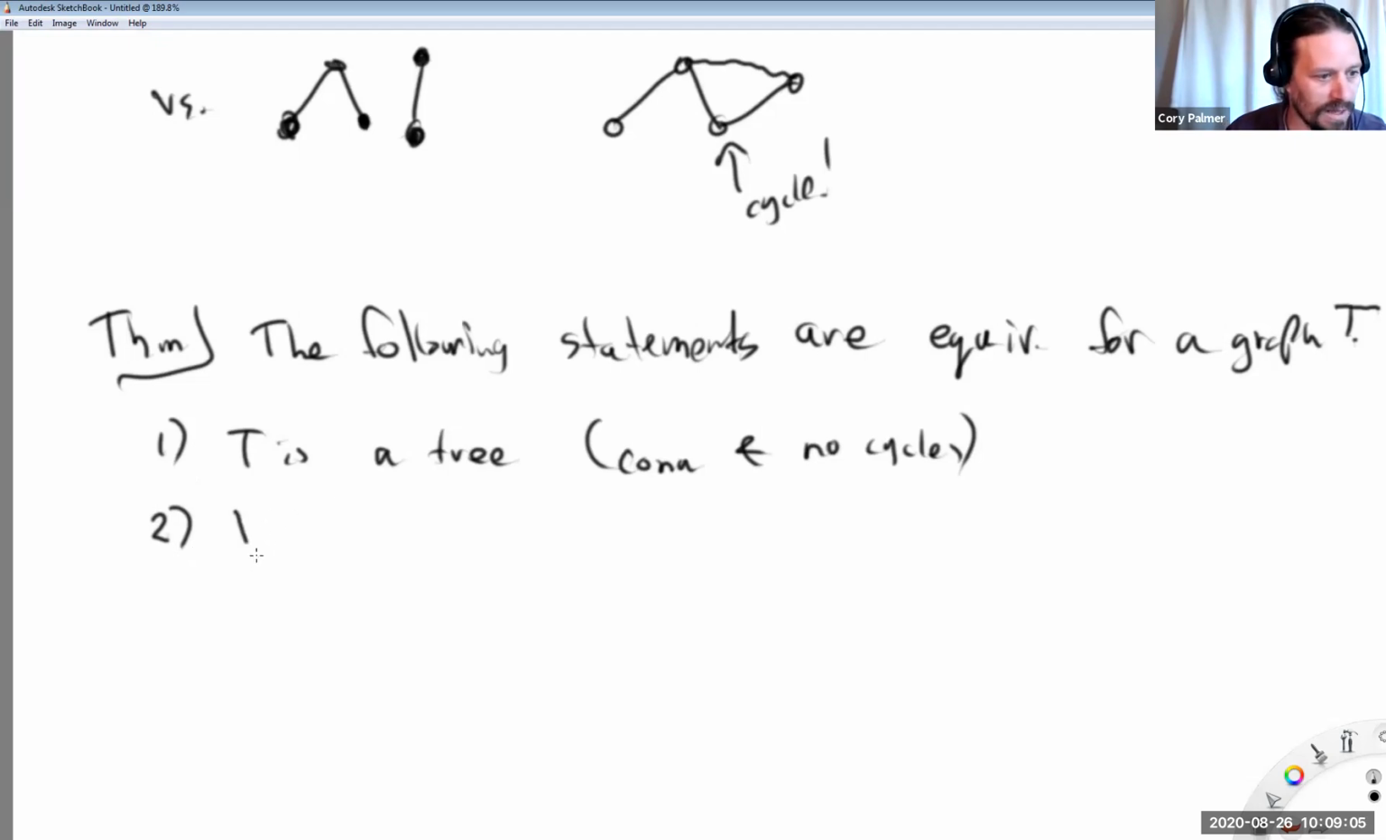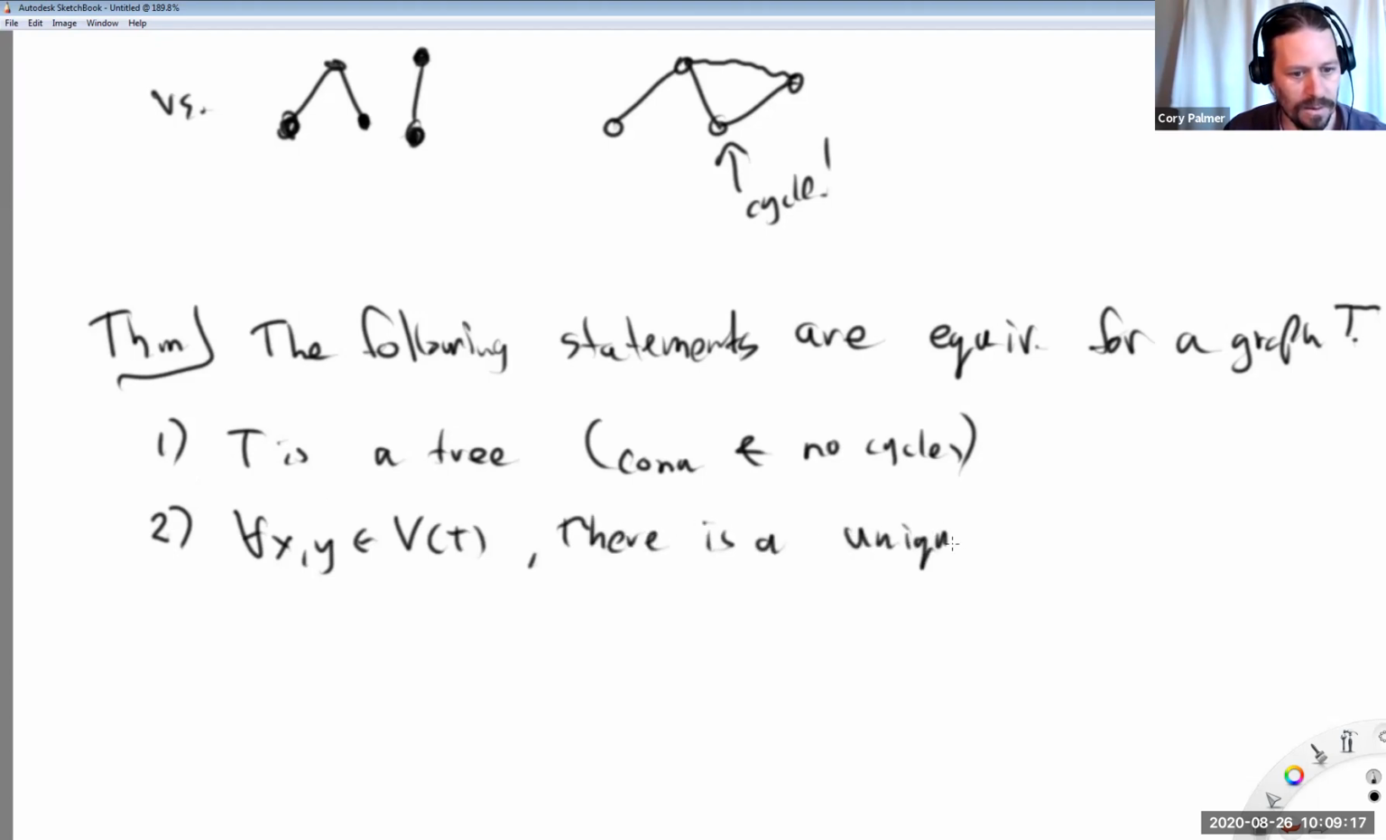So the second one is that for every pair of vertices x and y in the vertex set of T, there is a unique XY path. Okay, so unique is the added thing here. We know that it's connected, so 1 begins to imply 2 because there have to be XY paths. But number 2 says that there's one and only one XY path. There's not more than one.